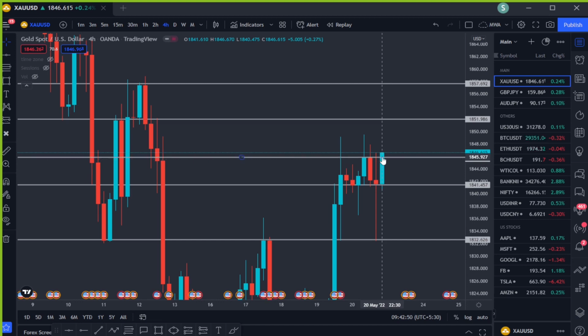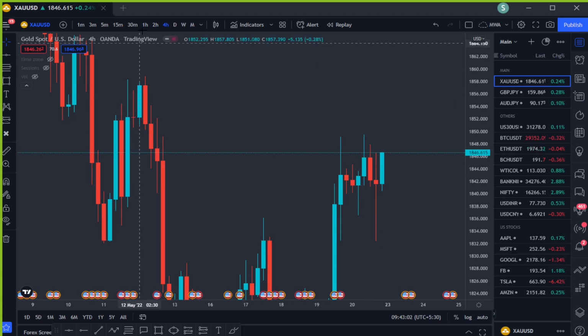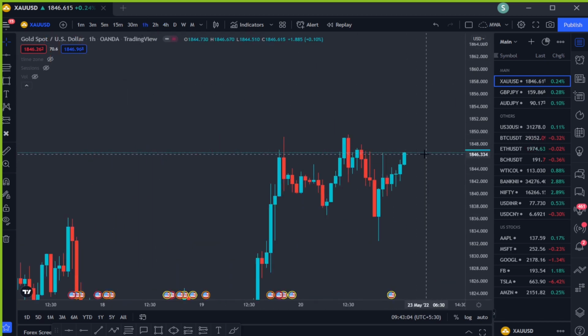If we don't have a top wick, there is less probability of price moving in that direction. But anyways, let's see what happens. The next 4-hour candle, I think, is going to give us better direction on what the price is going to do. Now let's see what's happening on the 1-hour time frame. So daily is bullish, 4-hour is bullish, right?